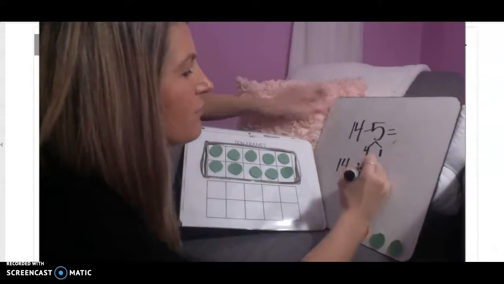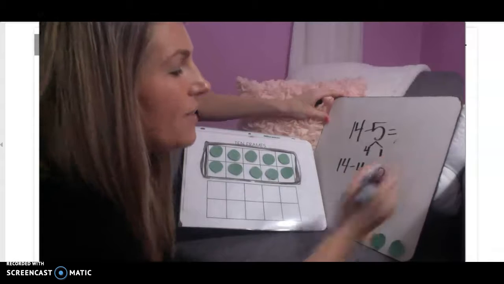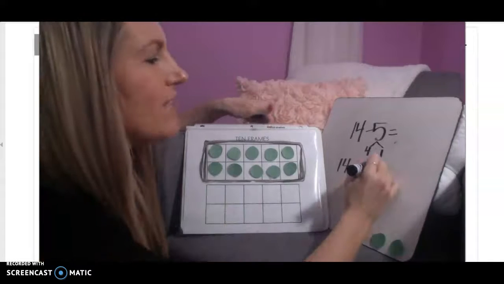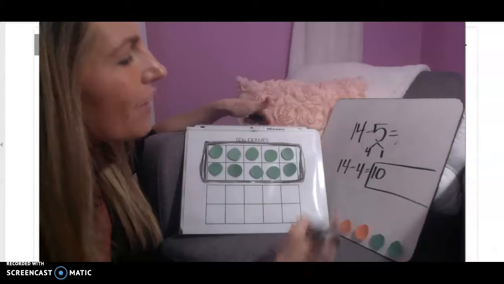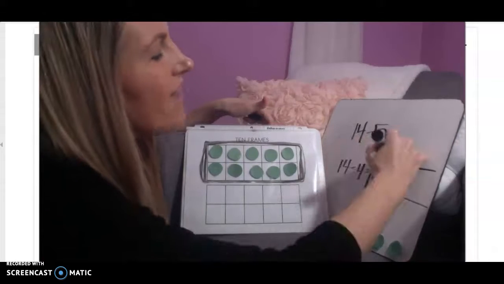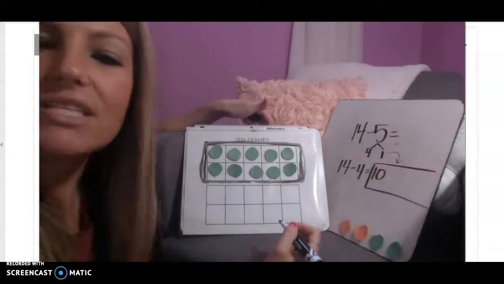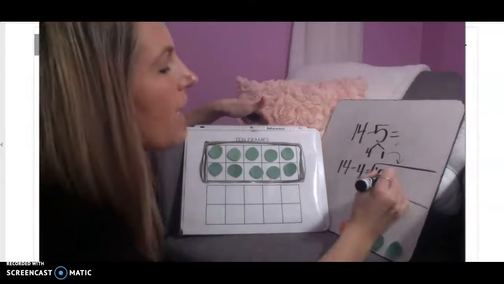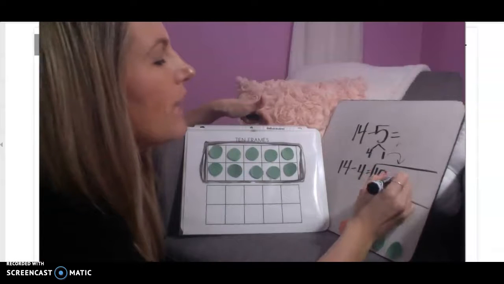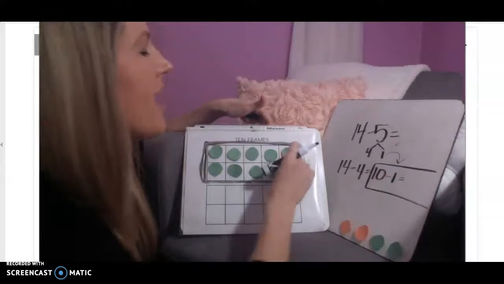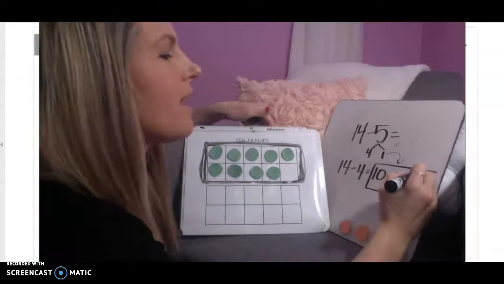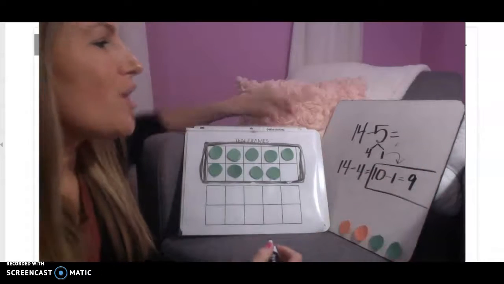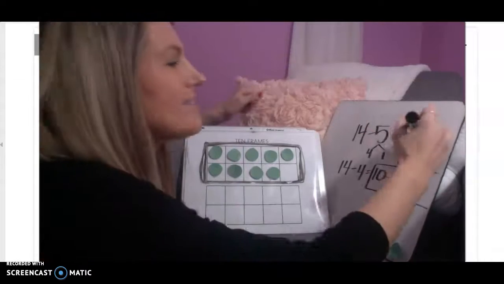14 minus the 4 I took away gives me 10. Ooh, good, I have 10. Remember, I wanted to make this into a 10 sentence. But I'm not quite finished yet because I still have this 1 right here that I have to take away. So I need to take away 10 minus 1, and that will give me, you guessed it, 9. So 14 minus 5 is 9.